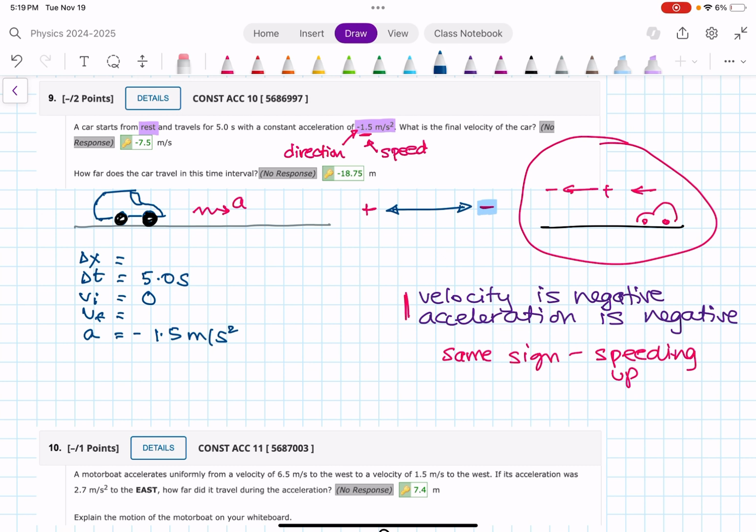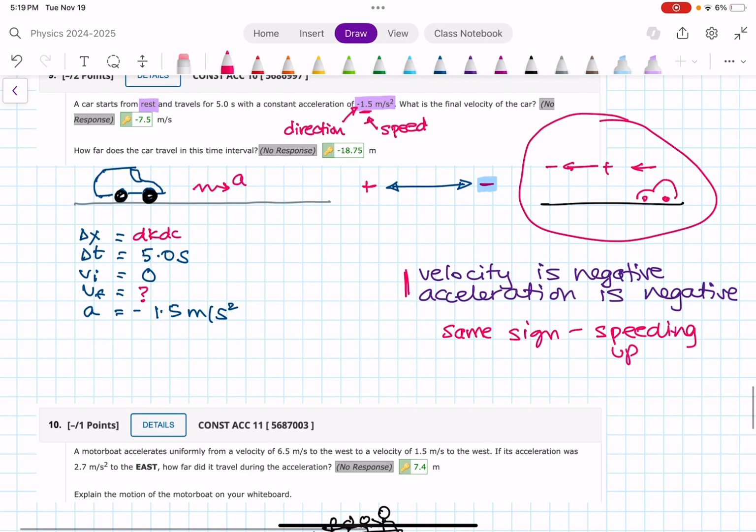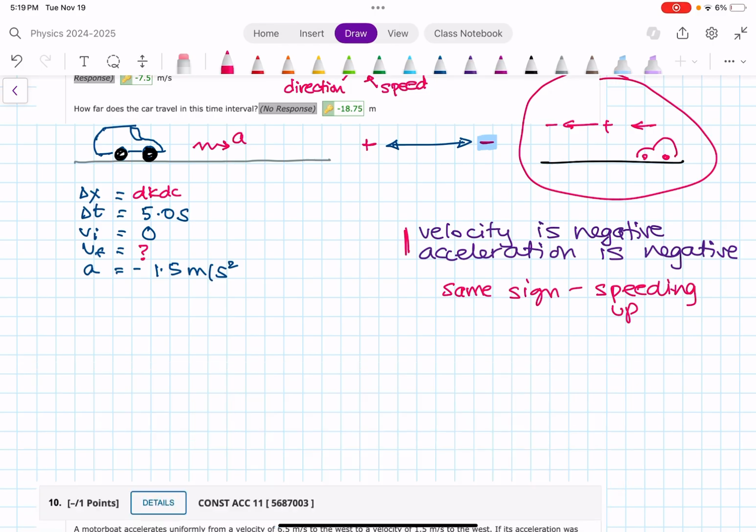And it's asking what's the final velocity of the car. So the final velocity is my question mark. The X is my don't know, don't care. So let's try to figure this out. Since X is my don't know, don't care, the equation I'm going to use is VF equals VI plus A delta T. And since it's already solved for VF, I'm just going to plug whatever in. So that's 0 plus negative 1.5 times 5.